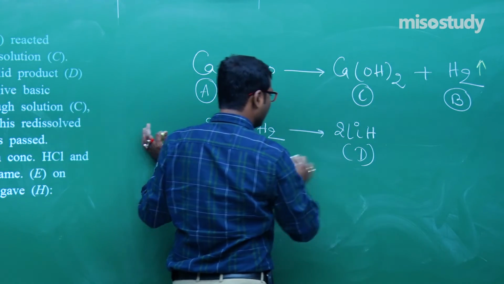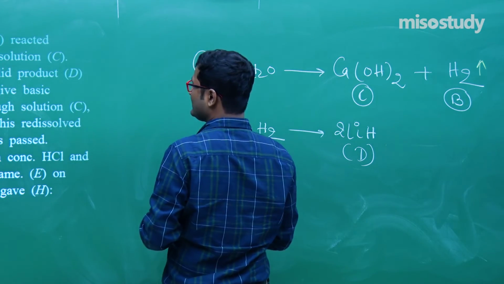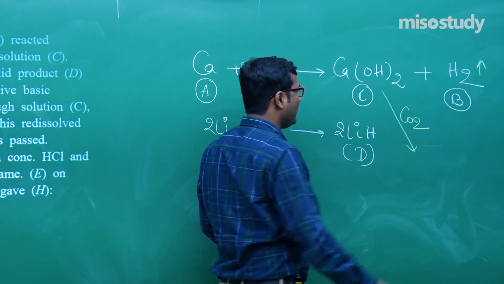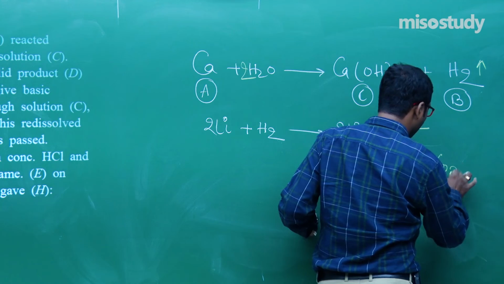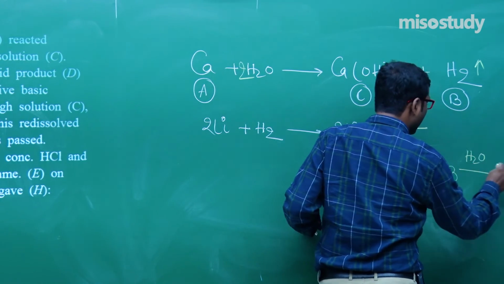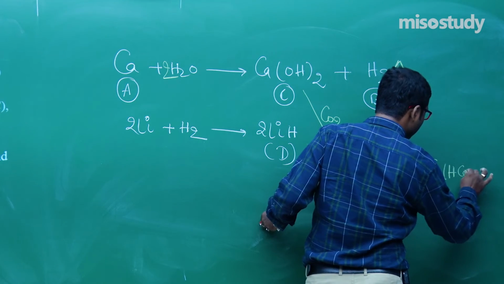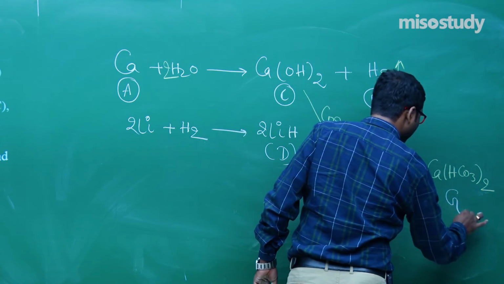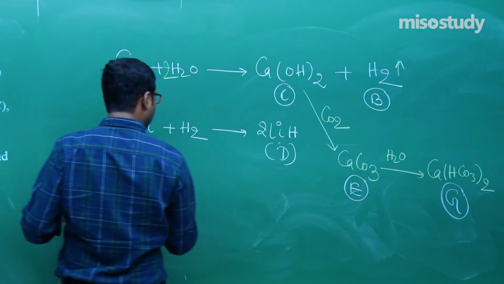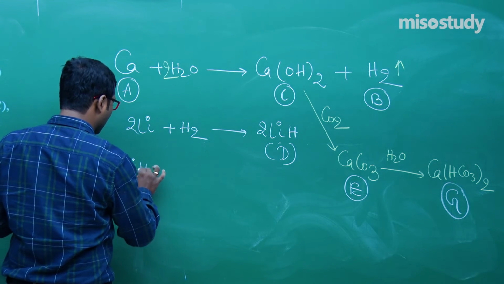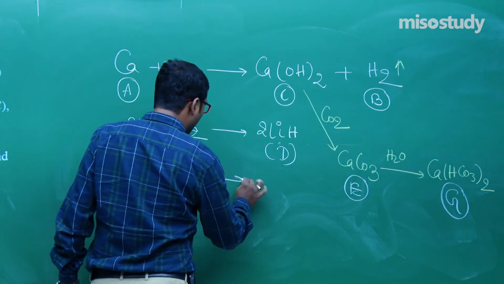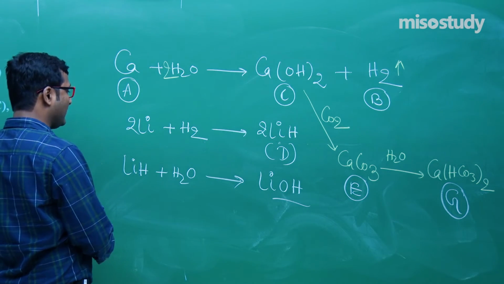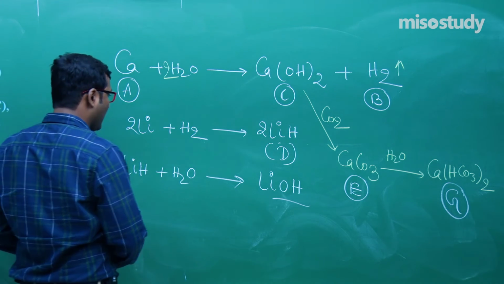This is D. Clear? Now when CO2 is passed through the solution, it gives you CaCO3. When excess H2O is added, it gives you Ca(HCO3)2. This is E. Clear to you? And this is G. Now what will happen? Again, when LiH is treated with H2O, it gives you LiOH. Clear to you? What is given here? LiOH.